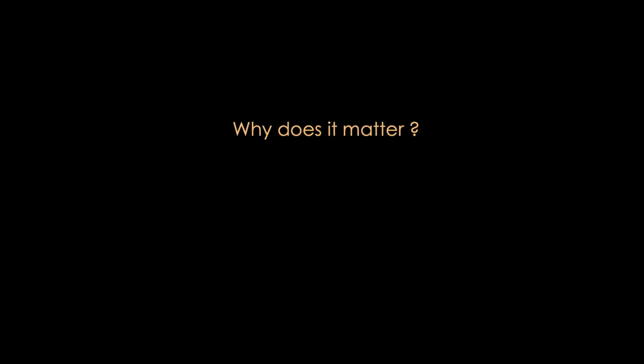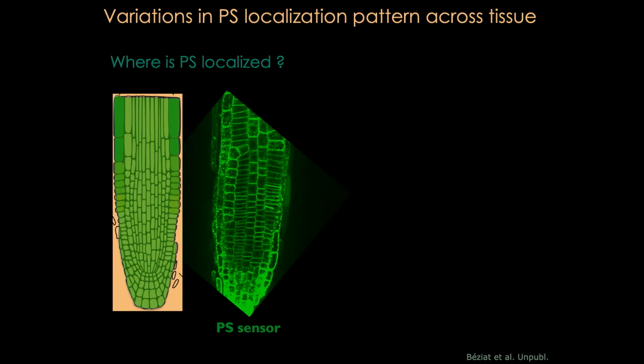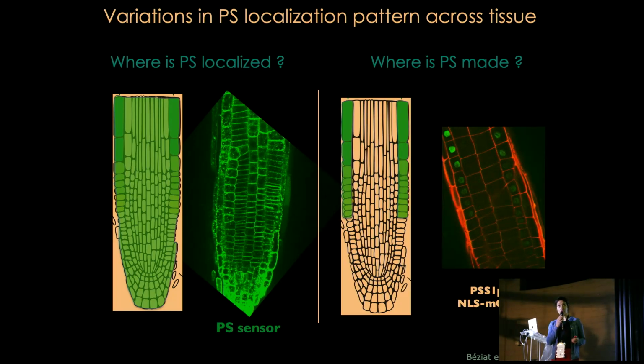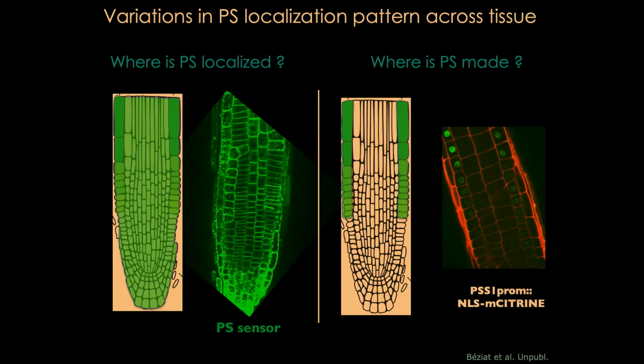Now, why does it matter? PS is present in all cells across the root. But when you look at the expression of the PS synthase, it's actually confined to the epidermis. So PS is not made everywhere within the root.